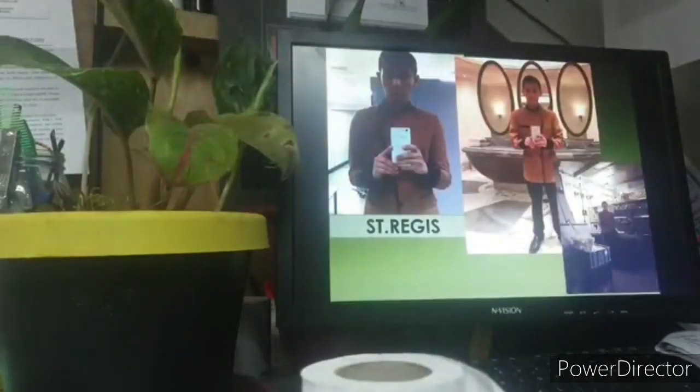Next in line, at St. Regis Hotels and Resorts. It's a luxury hotel chain that is part of Marriott Hotel. So that was 1904, the St. Regis Hotel chain traces its roots, by the way, in New York. They started in New York, USA.